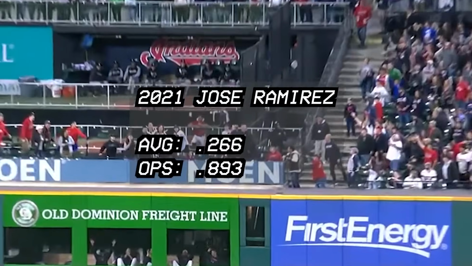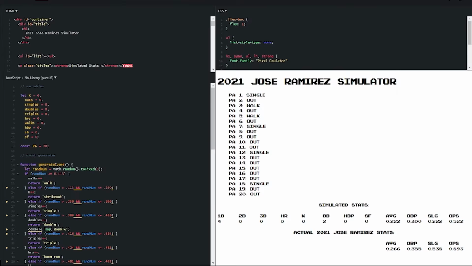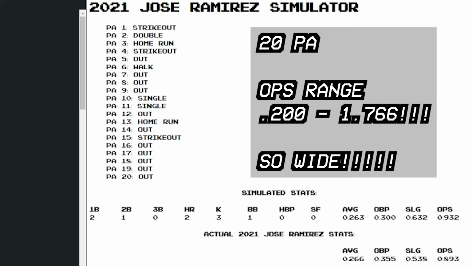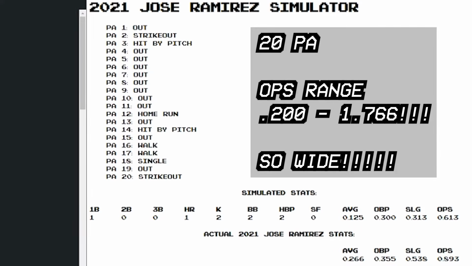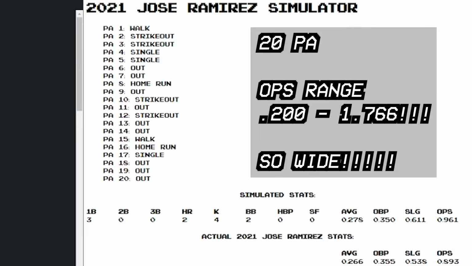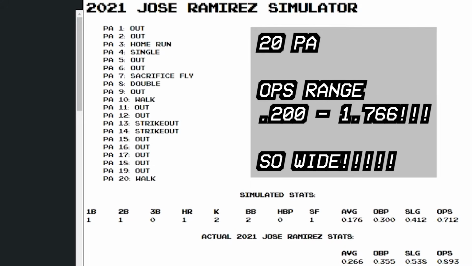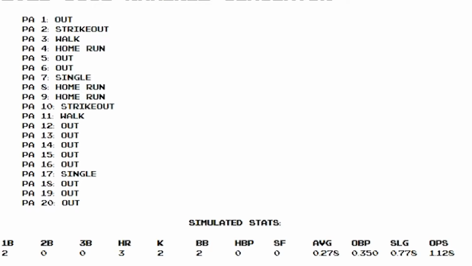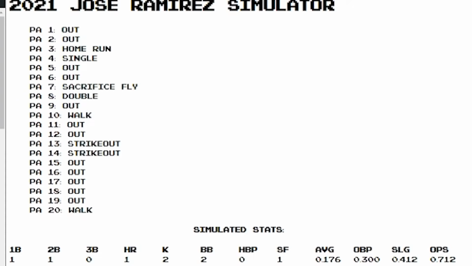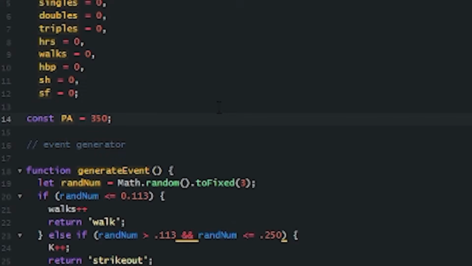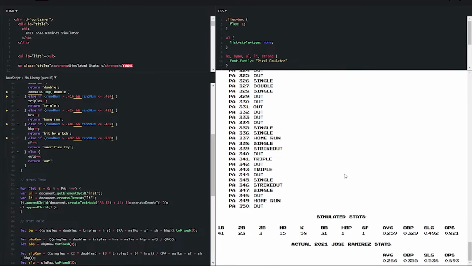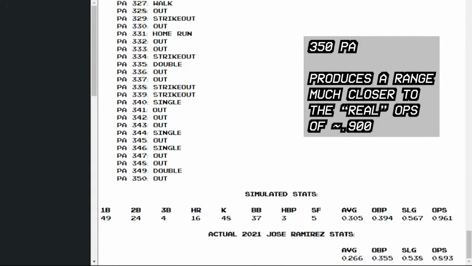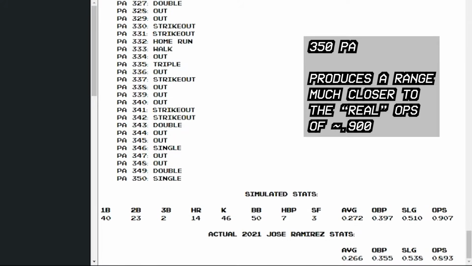When I set the number of plate appearances to 20 and run the simulation a bunch of times, I get a range of OPSs that stretches from impossibly low to impossibly high and hits everywhere in between. 2021 was a good year for Jose Ramirez, who is consistently one of the better hitters in the major leagues. But there are stretches of 20 plate appearances in the simulation where Jose Ramirez's simulated OPS barely even cracks .200. But when I set the number of plate appearances to 350, the range of OPSs narrows to where pretty much every time I run the simulation, the stats look like what you might expect from an above average to elite hitter having a good season.